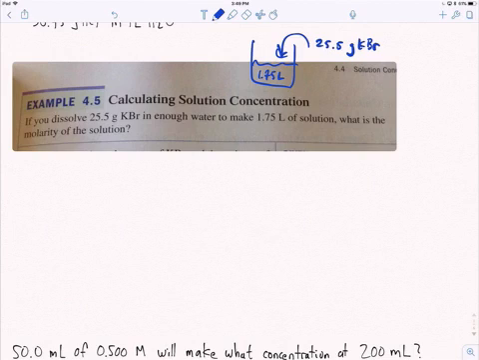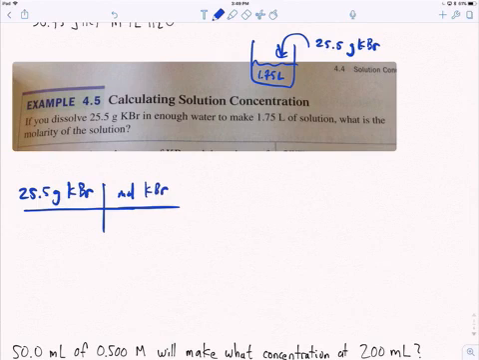The other way, which my students seem to like better, is by doing the dimensional analysis. So 25.5 grams potassium bromide. So mole KBr. Okay, potassium is 39.1 and bromine is 79.9. Plus, and that's 119. 119 grams KBr.